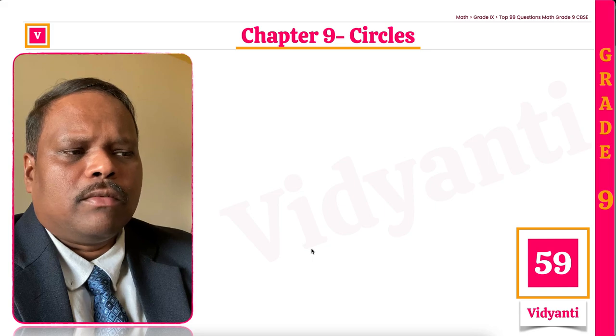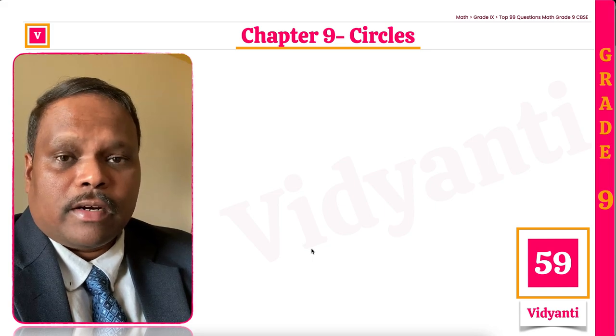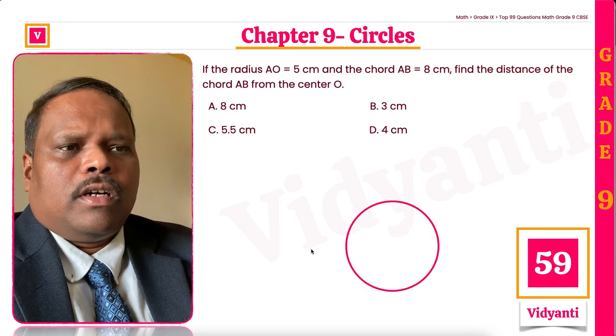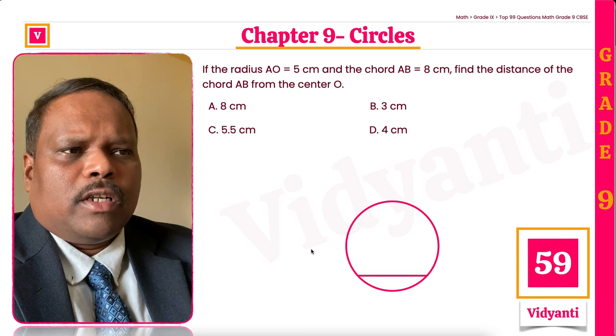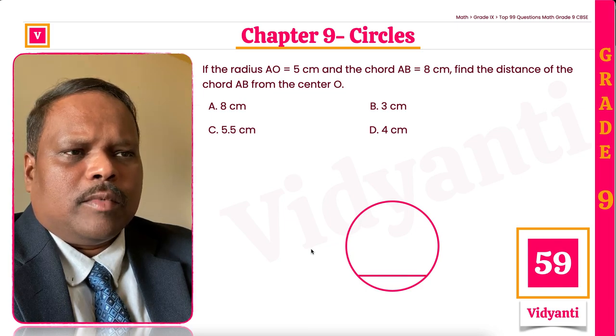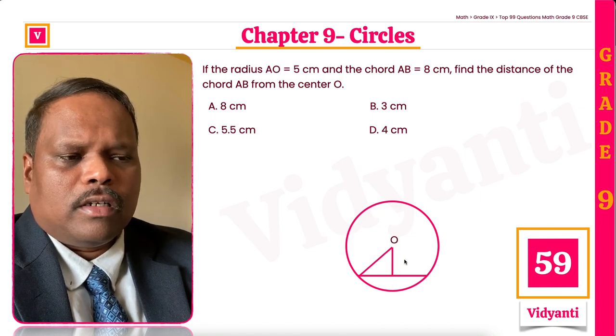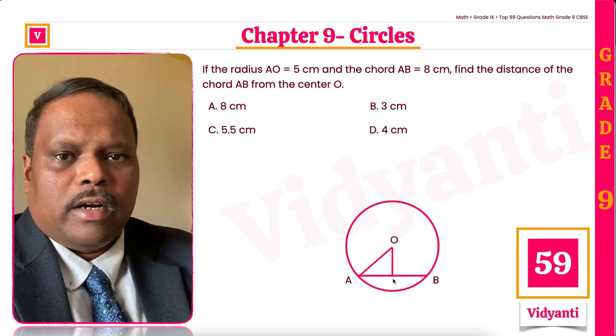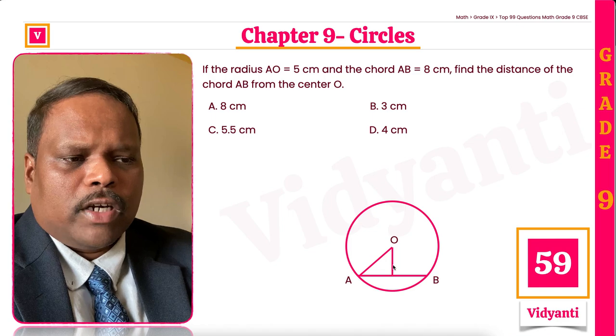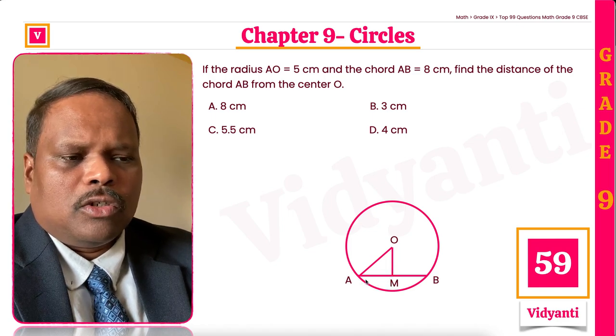Let's go to question 59, we are in chapter 9, circles. If the radius AO is 5 centimeters and the chord AB is 8 centimeters, so let's assume that this is 8 centimeters and the radius is 5, we drop a perpendicular from the center. AB has been given as 8 and this will be bisected by this radius, the perpendicular which is drawn on this one. So AM is half of 8, so that will be 4.